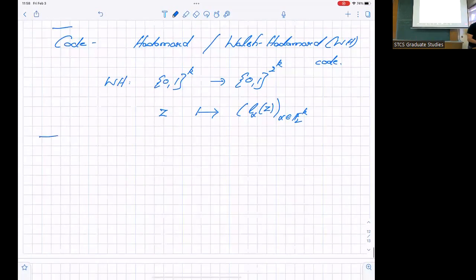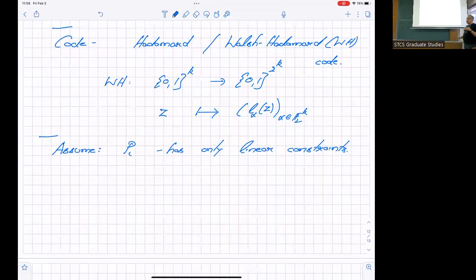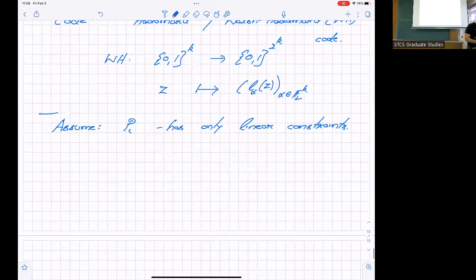We'll do the following. So let's assume that Pi has only linear constraints. This will not work because Pi has a quadratic constraint corresponding to the NOT function and the AND function. But let's just work with this. So this is the following proof I want to give. The proof Pi will be, I'm going to expect, the Walsh-Hadamard encoding of Z. So this is what I expect the prover to give me.